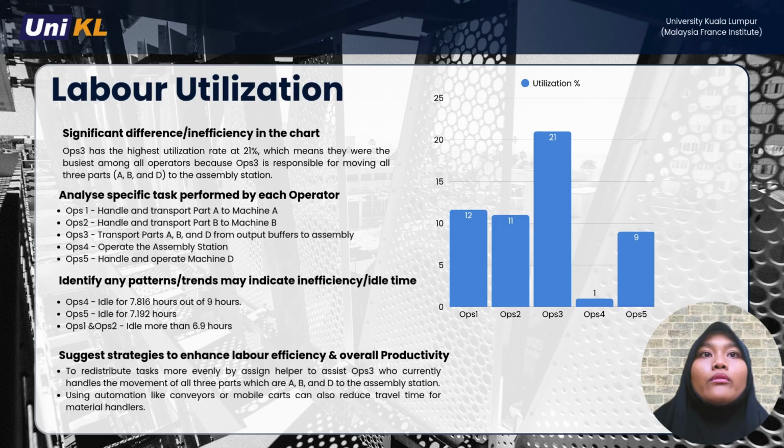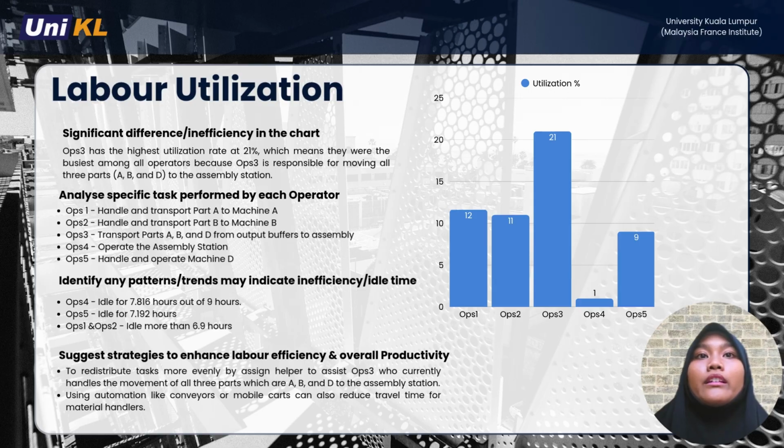So the summary of each operator's role is: operator 1 will handle and transport part A to machine A, while operator 2 handles and transports part B to machine B. Same goes for operator 5, who handles and operates machine D, while operator 3 will transport parts A, B, and D from the output buffer to assembly, and the last one, operator 4, operates the assembly station.